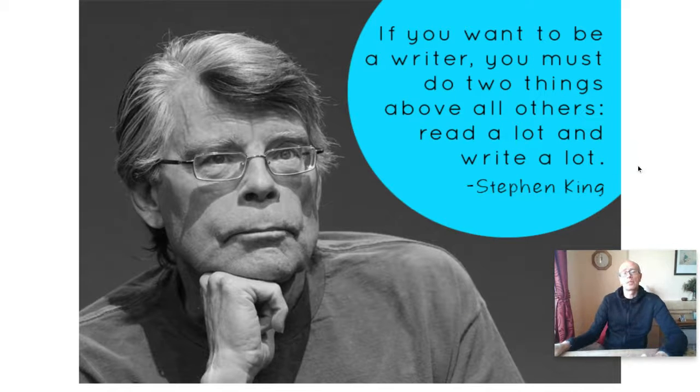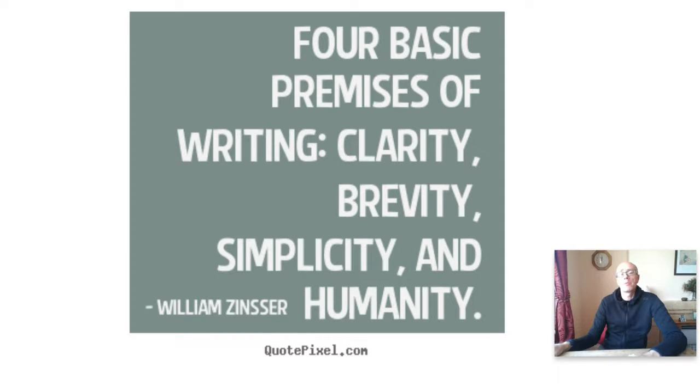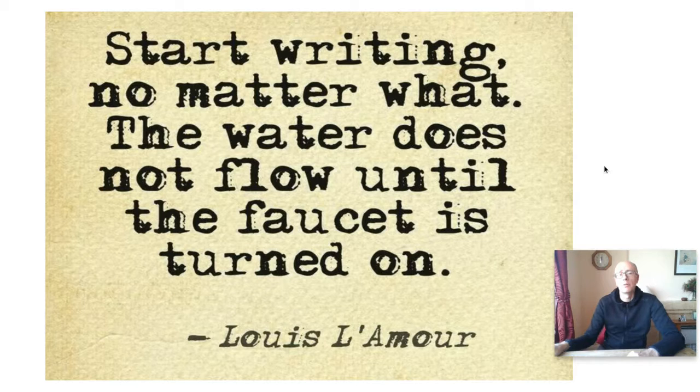Here is the master himself, Stephen King. If you want to be a writer, you must do two things above all others. Read a lot and write a lot. Put the emphasis on that, reading a lot. You know, if you're going to be a great writer, you've also got to be a wide reader too. Four basic premises of writing: clarity, brevity, simplicity, and humanity. Clarity means being clear. Brevity means being brief and concise. Simplicity and humanity. It's a really good quotation to remember.